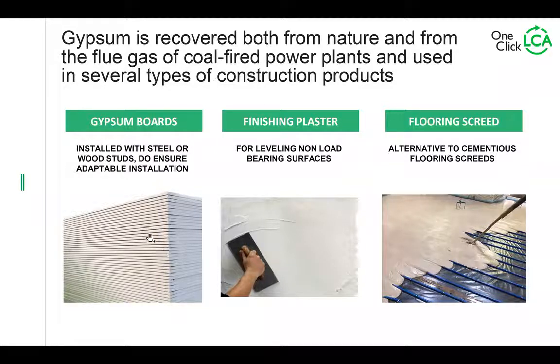Of course, there may be some alternative ways to add mass to a building without gypsum, but predominantly this is an application that's used today. So you have double gypsum boards on office walls, for example. Our office has it too, and that's also for acoustic purposes. It's used in finishing plasters, for leveling non-load bearing surfaces, and then it's used as flooring screed as an alternative to cementitious flooring screeds. Some pros and cons for both. Gypsum-based screeds would be, my estimation is, a lower share of the market than the cementitious flooring screeds, but both are used.